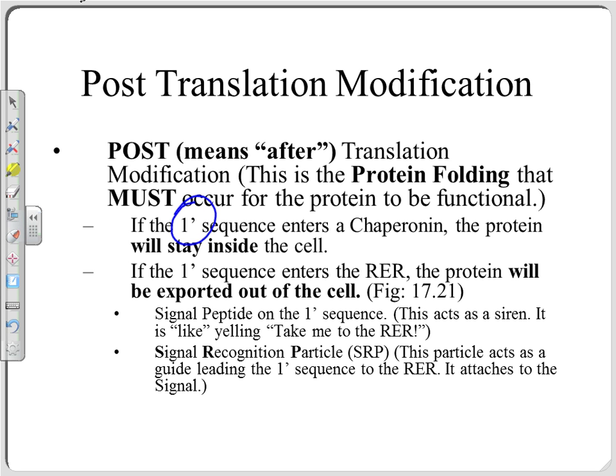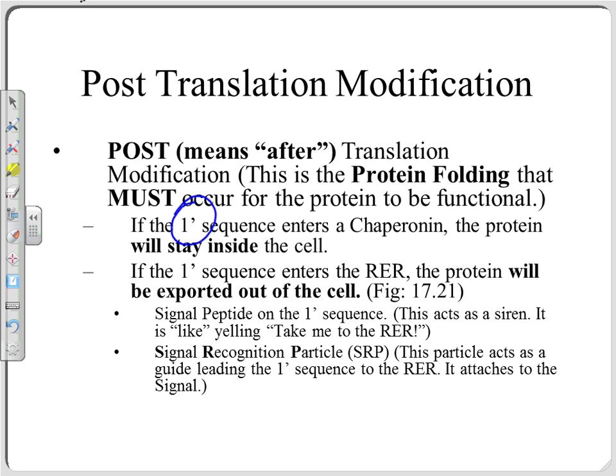Okay? If it's a protein that's not going to be secreted, if it's a protein that the cell made for itself, that little primary sequence of amino acids is going to go into this little tunnel-like structure called the chaperonin. So this little protein sequence, let's say this is my chaperonin. He's going to go in here. Maybe another one's going to go in there. And what's going to happen inside the little tunnel?